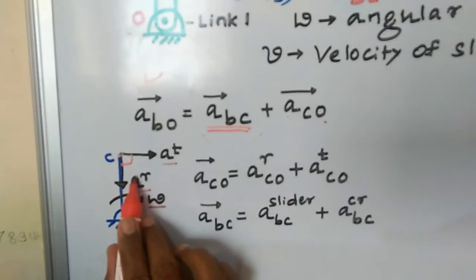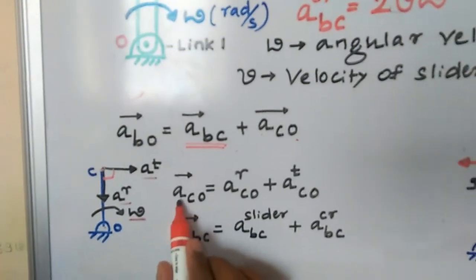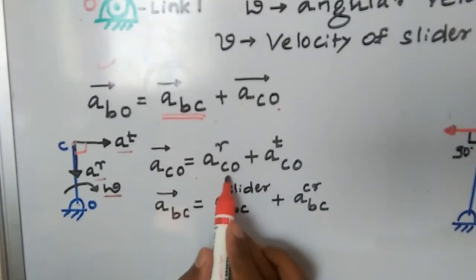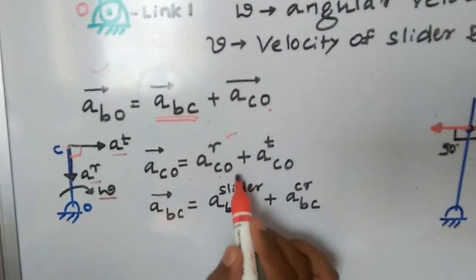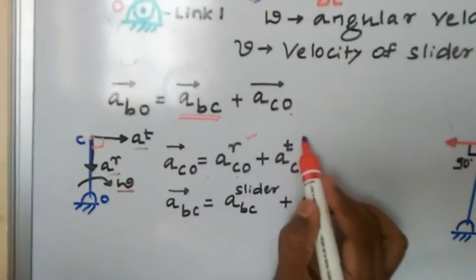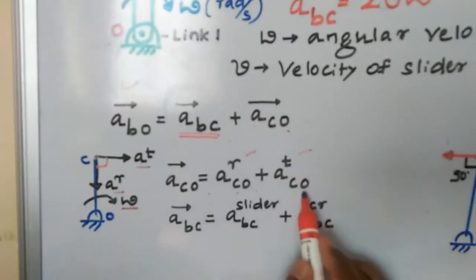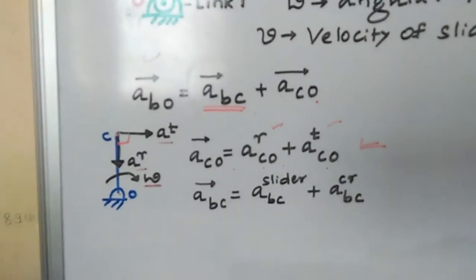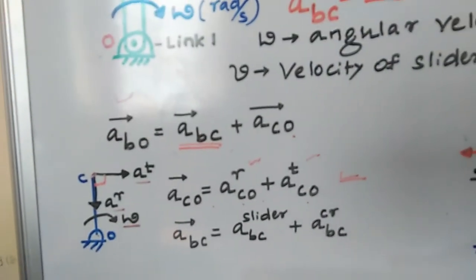As usual you can find it: the acceleration of C with respect to O equals the radial acceleration of CO plus the tangential acceleration of CO. We can find it as usual by the previous method, but this part is important.